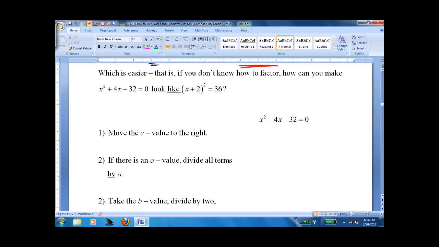Now, which is easier if you don't know how to factor? Otherwise, what I'm saying is, how can you make this look like this? It's not that hard. First, move the c value to the right. For those who don't know, in this case, a equals 1, b equals 4, c equals -32. To move it to the right, we add 32 to both sides. X squared plus 4x equals 32.